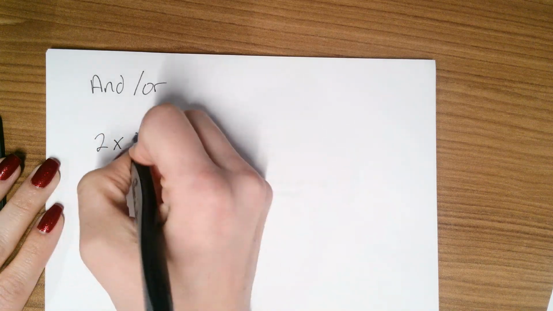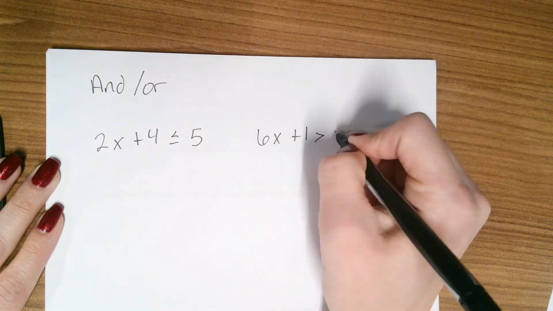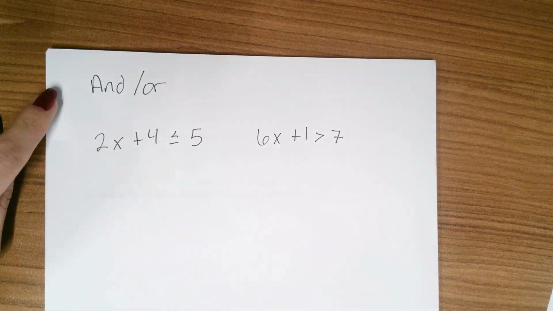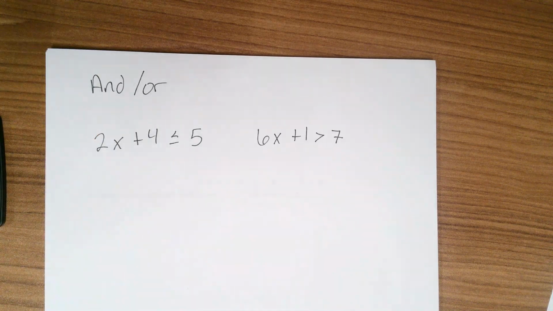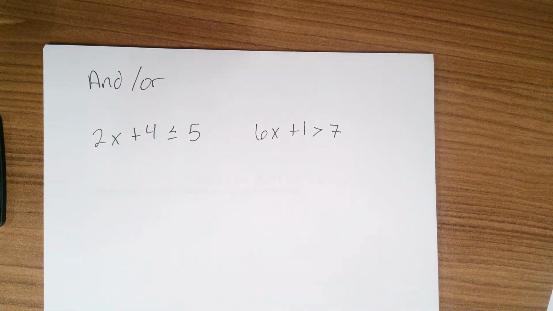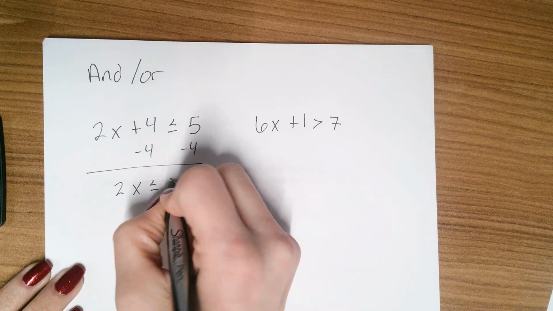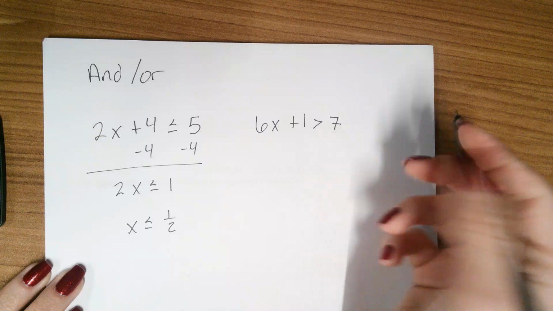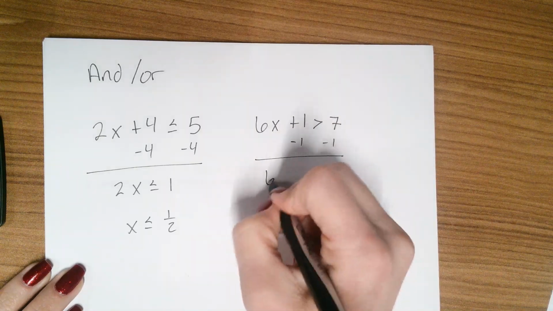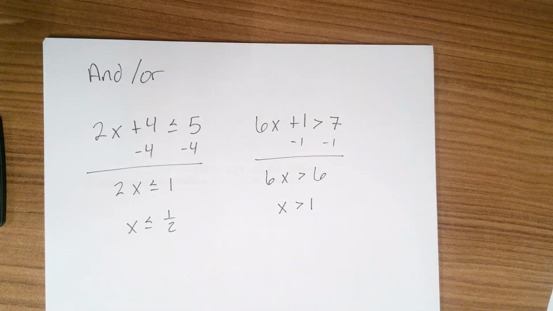So let's say that we're given 2x plus 4 is less than or equal to 5, and 6x plus 1 is greater than 7. Regardless if the situation is and or, you're going to start off by solving both of the inequalities. So we're going to start off doing that, and then we'll look at what would it look like if it was an and situation, what would it look like if it was an or situation. So I'll subtract 4 from both sides. Divide by 2, I get x is less than or equal to 1/2. And for the second, subtract 1. Divide by 6. I get x is greater than 1.